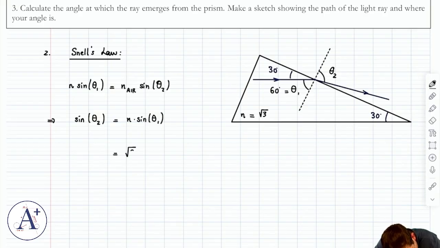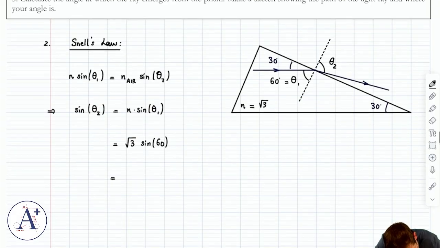That is going to be square root of 3 times sine of 60, which is going to be, well, square root of 3 times root 3 over 2. So let's just be clear. It's going to be this, which is 3 halves.